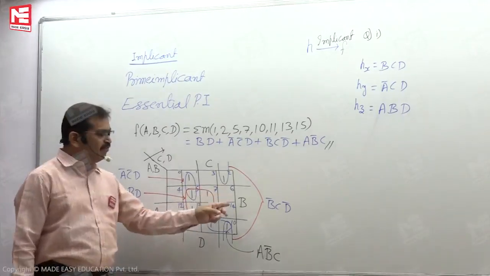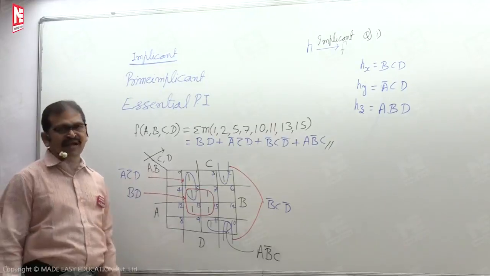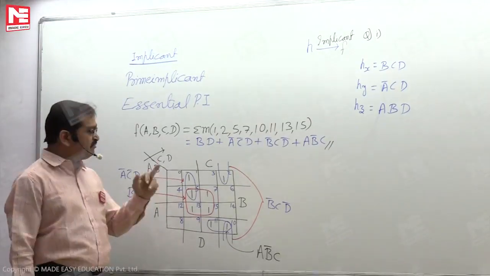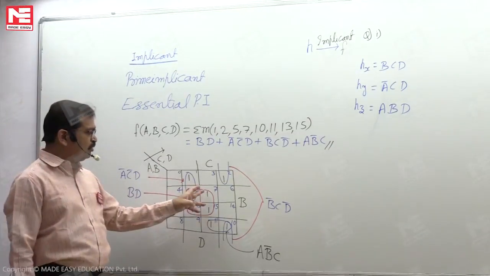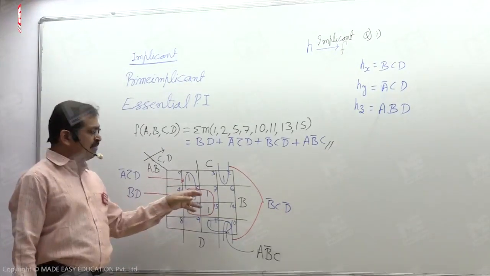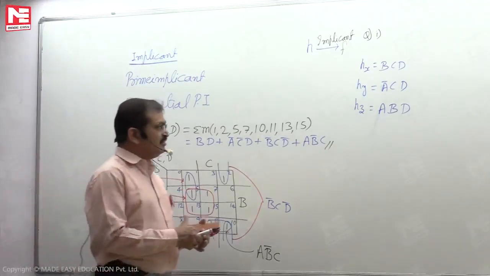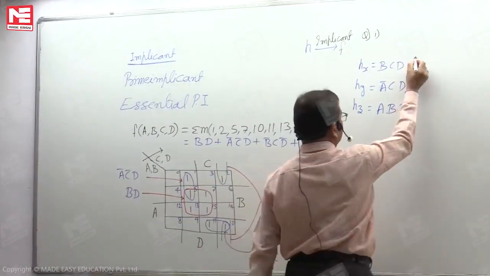So from these 4 cells, 2 cells will give the grouping of 2 cells. We are having a product B, C, D. The next variable is D. D belongs only to this portion. So the B, C, D product is coming with the grouping of cells 7 and 15.